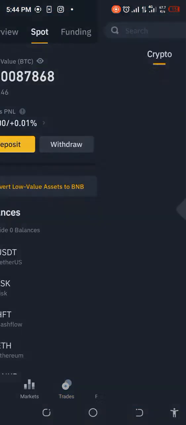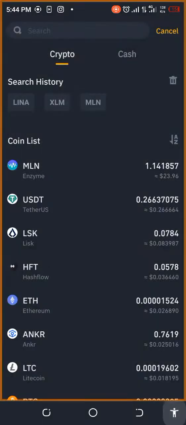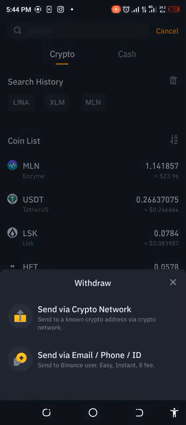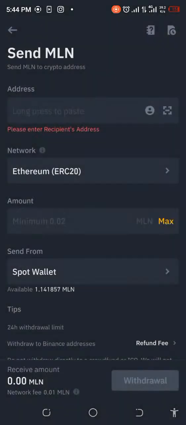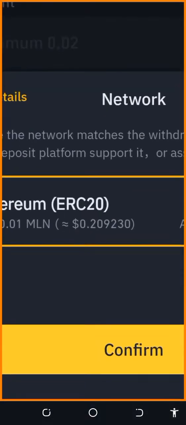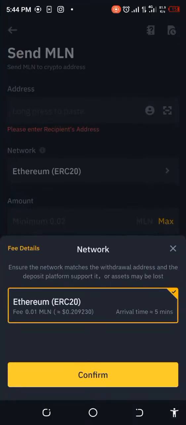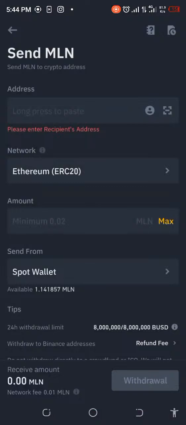Okay. So we're going to withdraw. So what are we withdrawing? We're withdrawing the MLN. Okay. You can see we have 1 point, the equivalent of 23.96. Okay, so let's go ahead and do this. So I'm withdrawing that via crypto, and then just want to be sure that everything is the same. Enzyme, like I told you, it's 20 cents. So that's fine. I mean, first time I'm seeing something that low for ERC20.